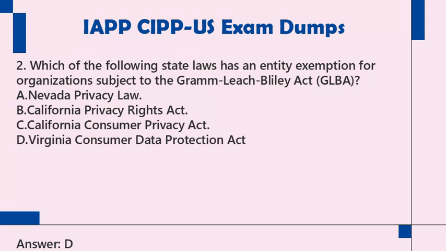2. Which of the following state laws has an entity exemption for organizations subject to the Gramm-Leach-Bliley Act, GLBA? A. Nevada Privacy Law. B. California Privacy Rights Act. C. California Consumer Privacy Act. D. Virginia Consumer Data Protection Act.